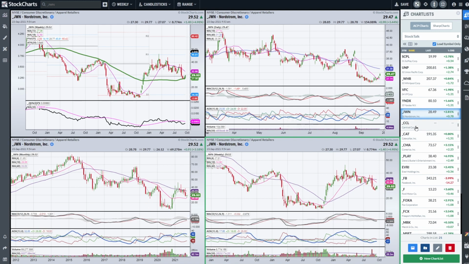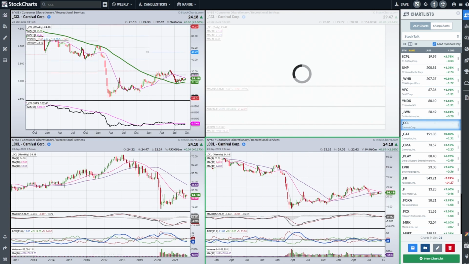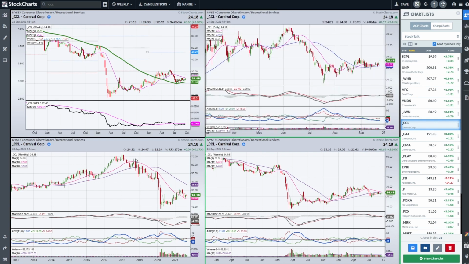Another stock kind of in the same position. Now, the difference here is that we haven't broken the downtrend line.